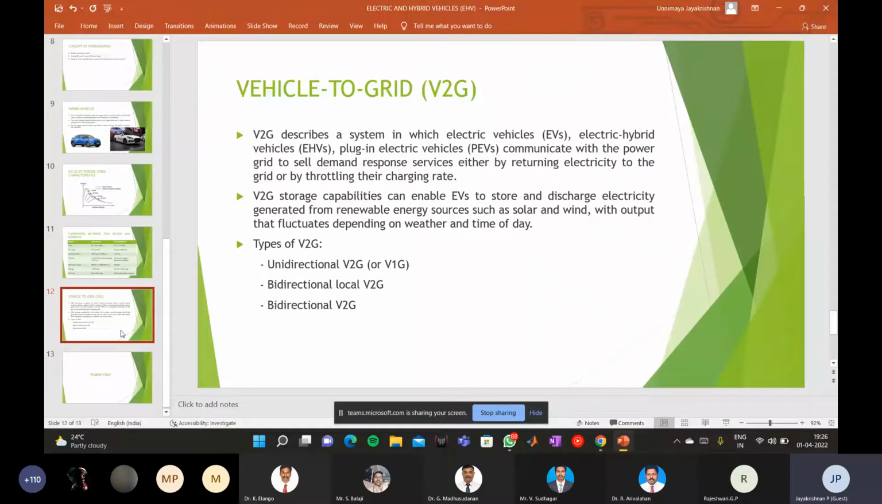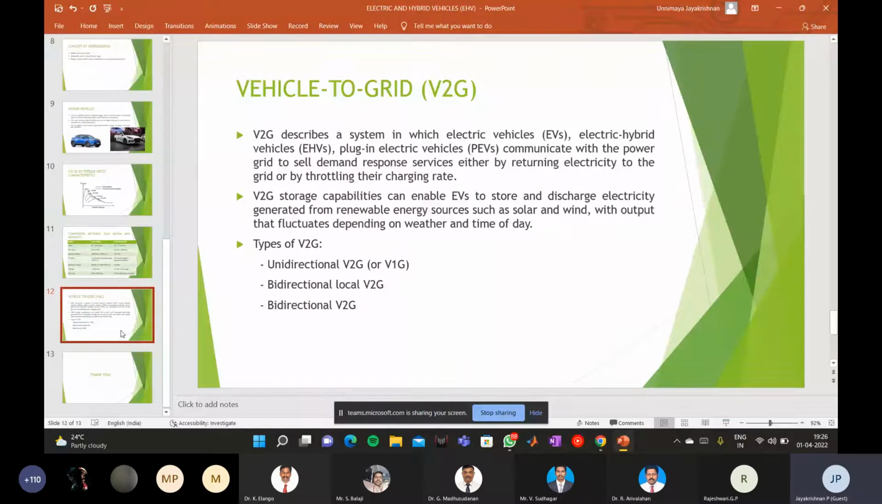As already shown in one slide, while braking the vehicle, the wheels through the generator will be regenerating the energy, and it will be stored in the battery which is equipped in the vehicle.